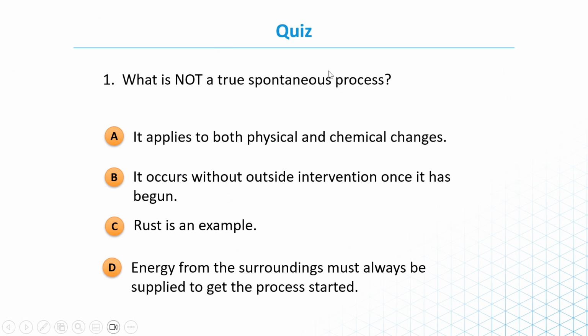So now we reached the end of the explanation. Now let's check your understanding. What is not a true spontaneous process? It applies to both physical and chemical changes. This is true. It occurs without outside intervention. This is also true. Rust is an example. This is also true. Energy from the surrounding must always be supplied to get the process started.